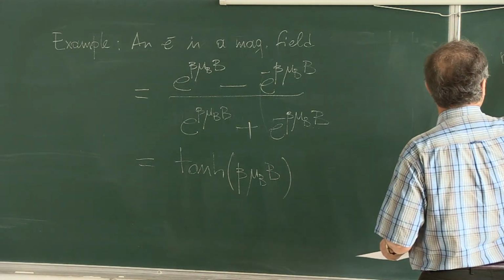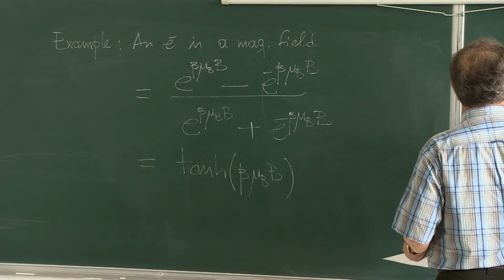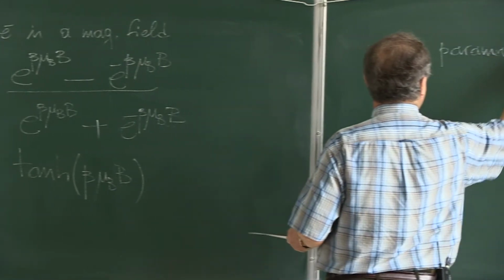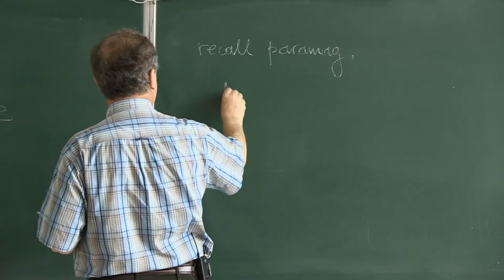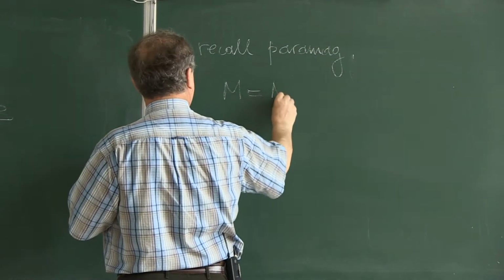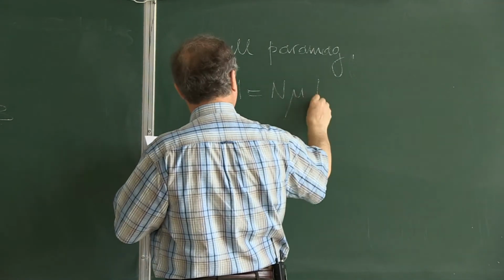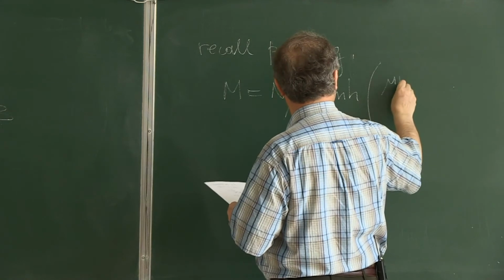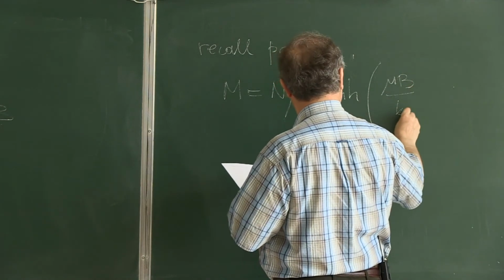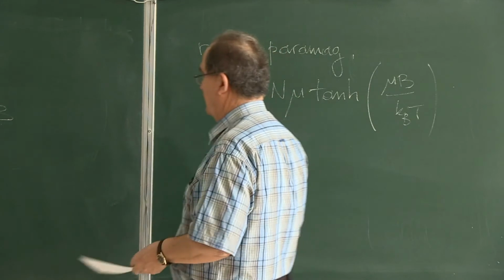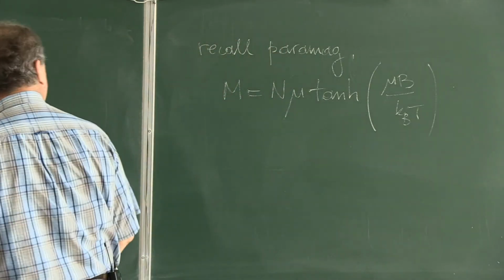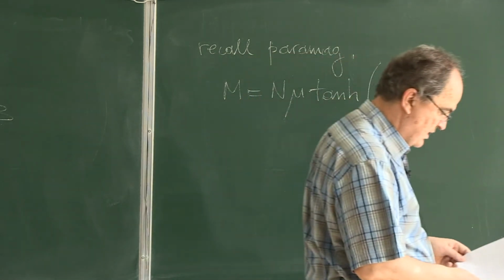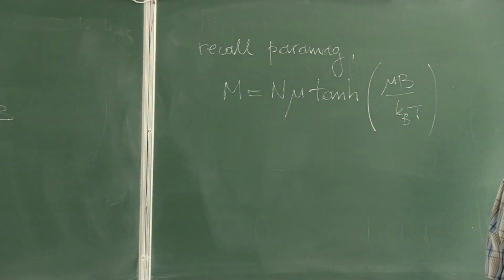Recall the paramagnetism problem I solved for you. I found m equals mu tanh of mu B over kBT. Exactly the same result.